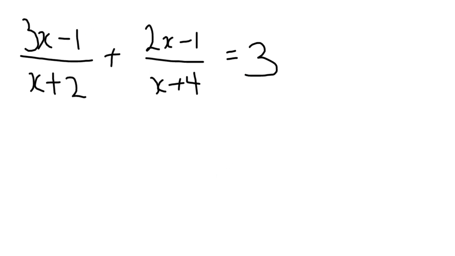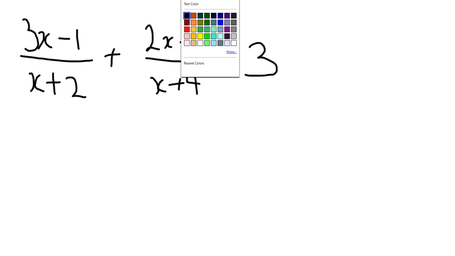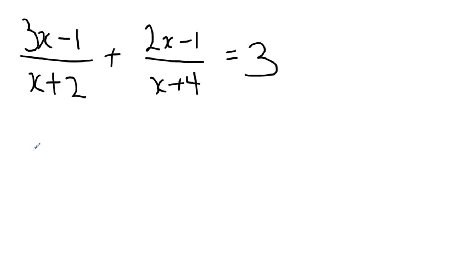Now, the first thing we want to do is to assume this to be like a normal fraction. That's what we want to assume this to be. So we're going to make the denominators the same. You have to multiply this part by x plus 4 and multiply this part by x plus 2.